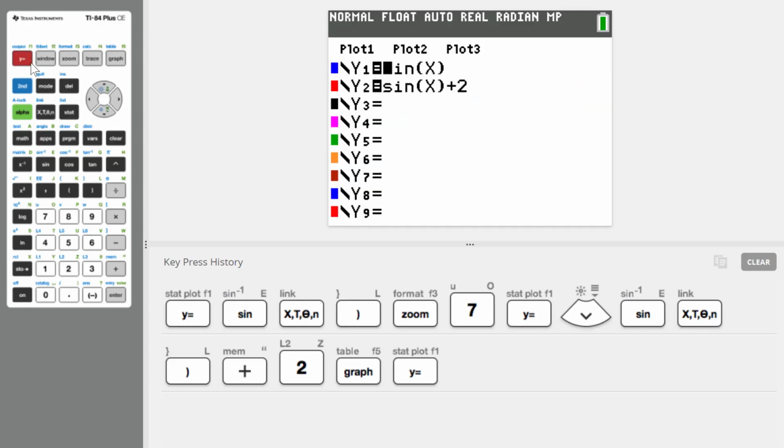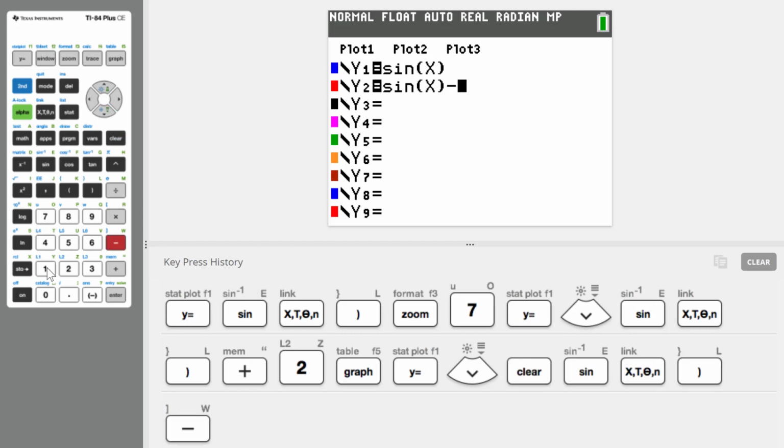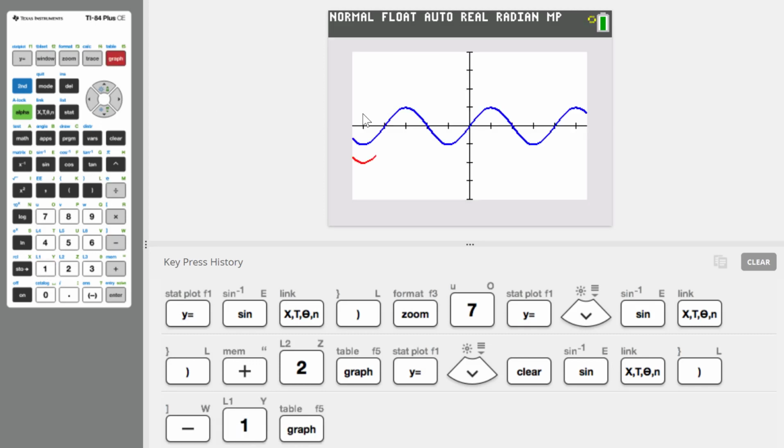I'll go back to the y equals. I'll get rid of that previous second equation, and I'll put in sine x minus 1. Make sure to use the minus button, not the negative button. And we'll add that to the graph. And again, I'm sure you're not surprised. It looks like there's been another vertical shift, this time in a downward direction, undoubtedly because of the negative sign. You can see very clearly it's moved down 1 unit because of the minus 1.